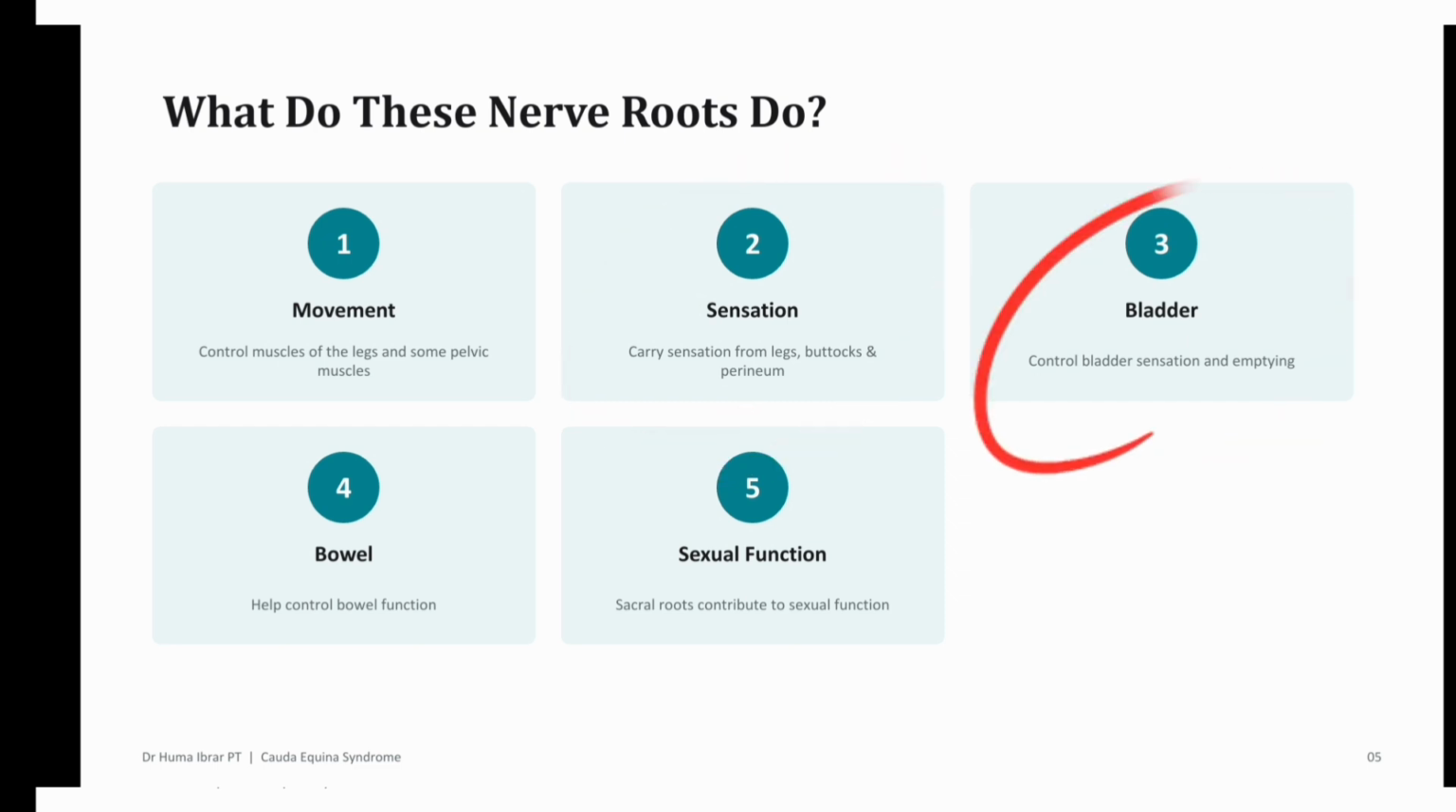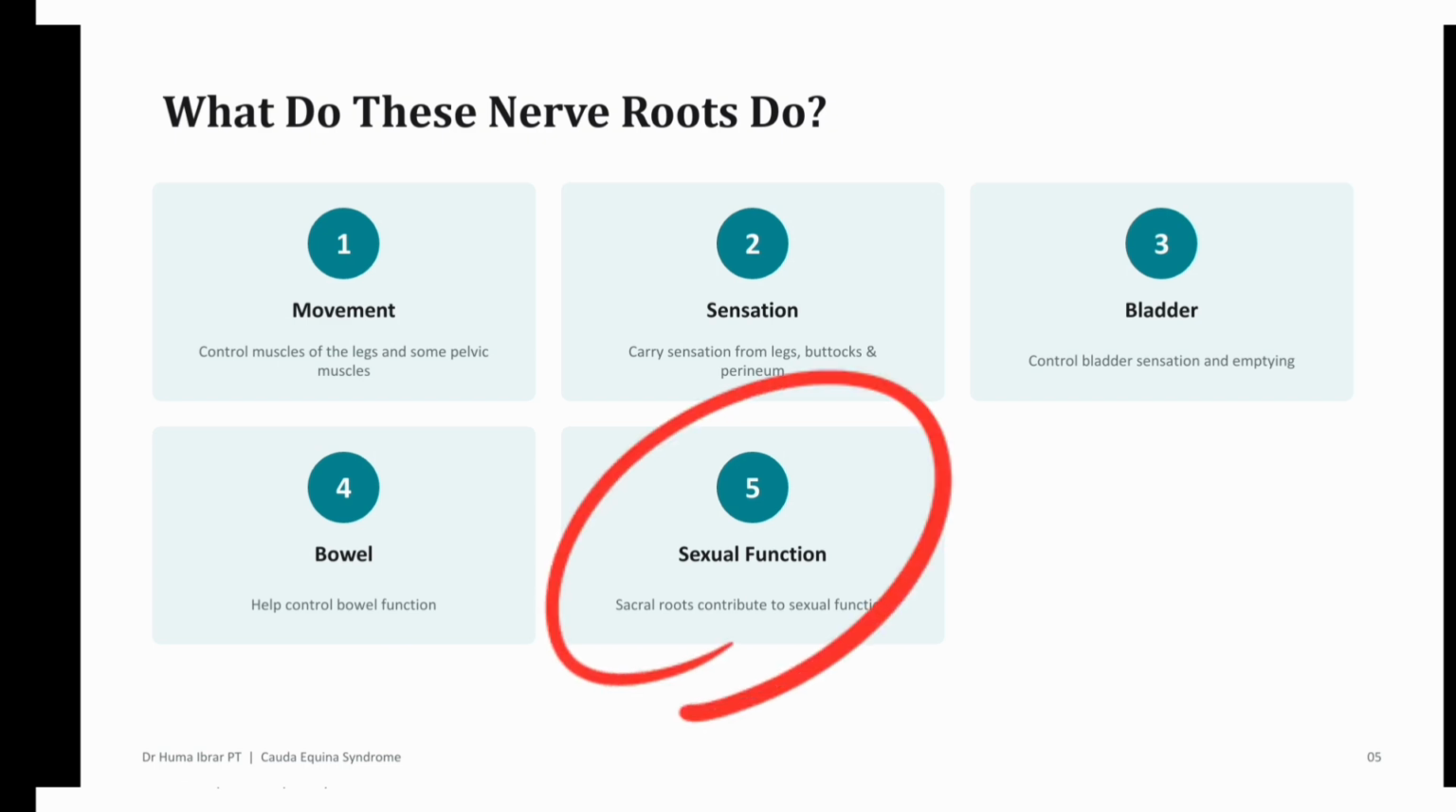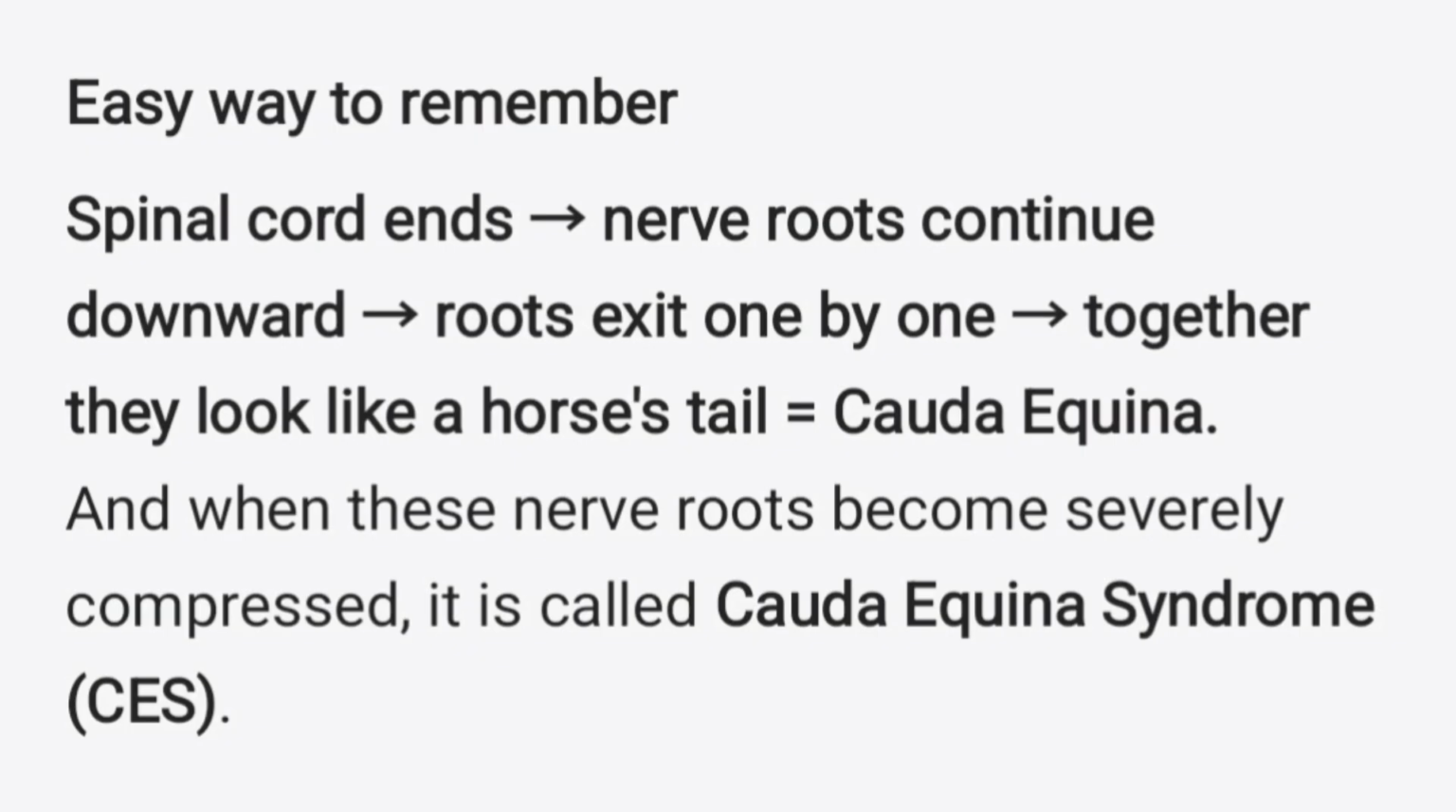They help control bladder sensation and emptying. They help control bowel function. Some of these sacral nerves are involved in sexual functions. Now, an easy way to remember is: spinal cord ends, nerve roots continue downward, roots exit one by one. Together they look like a horse tail, and that is Cauda Equina. And when these nerve roots become severely compressed, it is called Cauda Equina Syndrome, or simply CES.